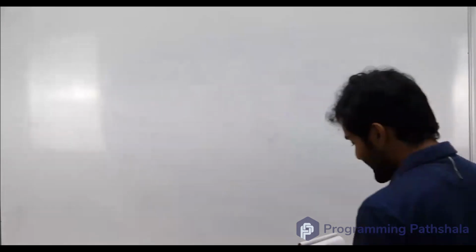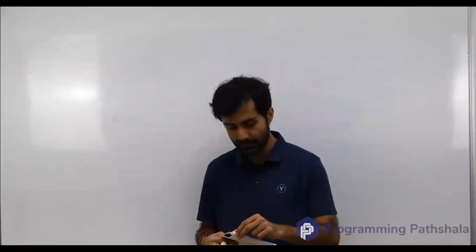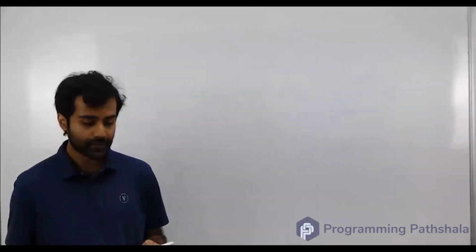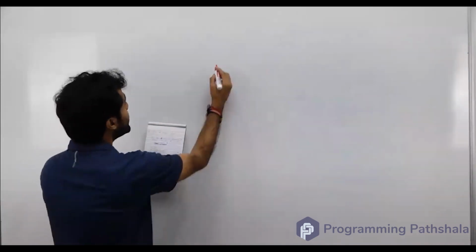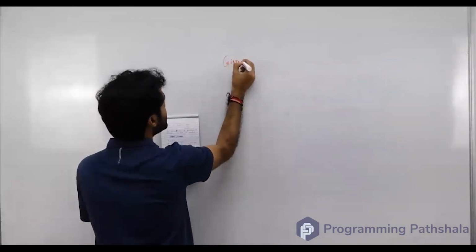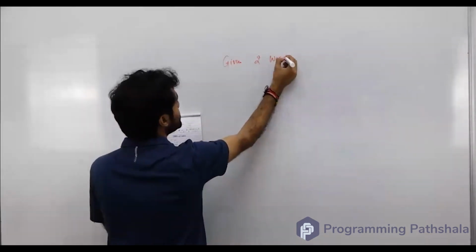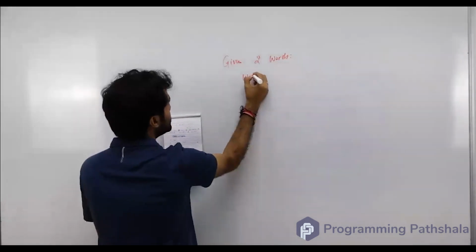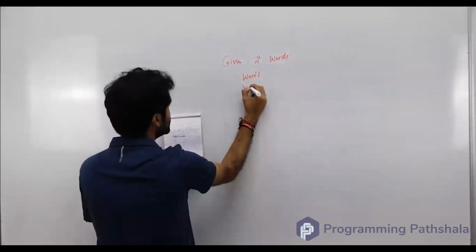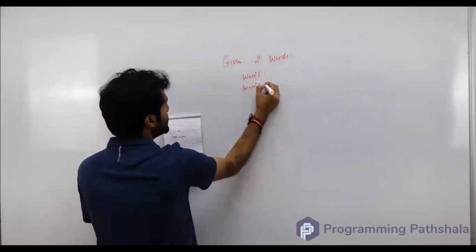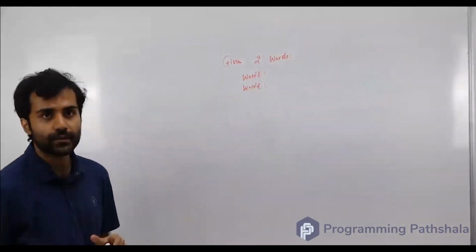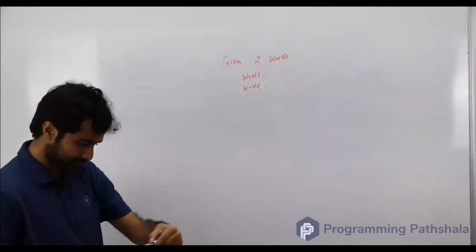So this question has been asked tons of times in so many interviews: Amazon, Google, Microsoft, Flipkart, so many companies. It's good to know about this question. The question says that we have been given two words, word 1 and word 2. They're just two strings of different sizes.